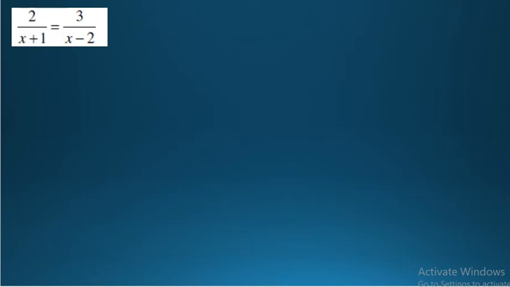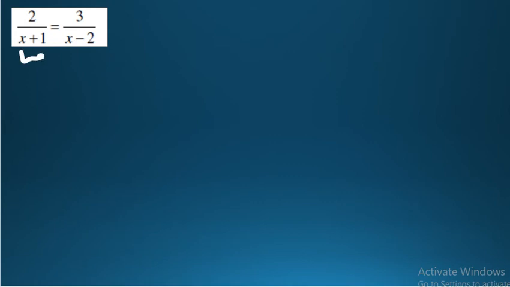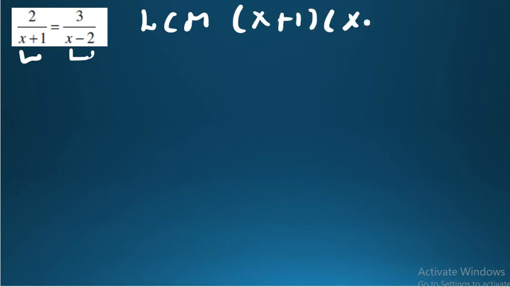The first example here, as you see, says 2 over x plus 1 is equal to 3 over x minus 2. As you see, the denominators, x plus 1 and x minus 2, both of them are linear. We cannot factorize further. What is the LCM? The LCM of the denominators will be just the product of the two because they don't have any common factor. X plus 1 and x minus 2 will be their LCM.